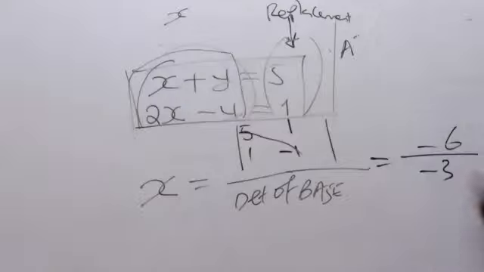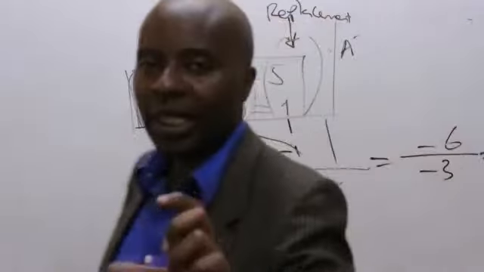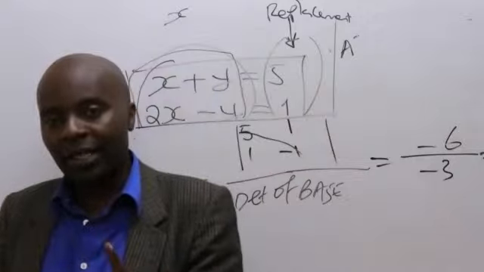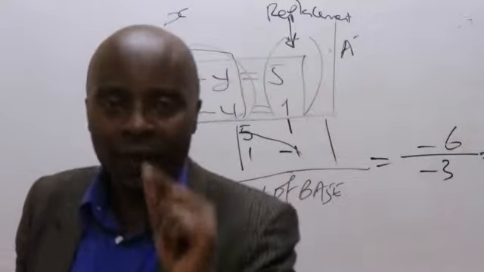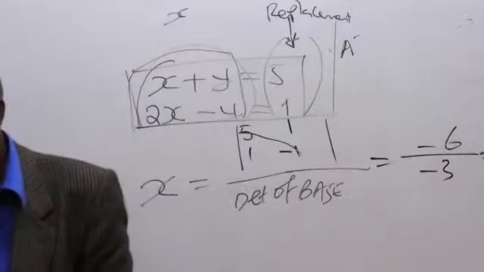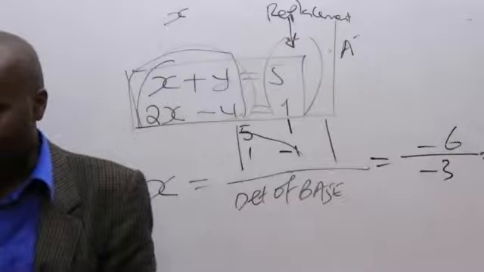We'll be able to see that minus 6 divided by minus 3 gives us what figure here? Somebody is giving us 2. I know you have not understood this very well, but I would want you to take a step of faith and get for us the value of y. How do you get the determinant of the base? That I'll be able to explain very fast.